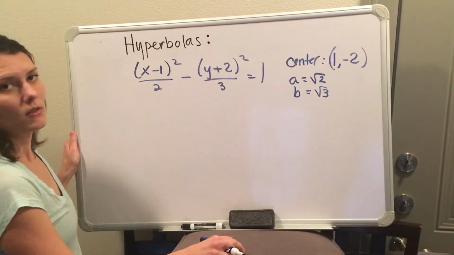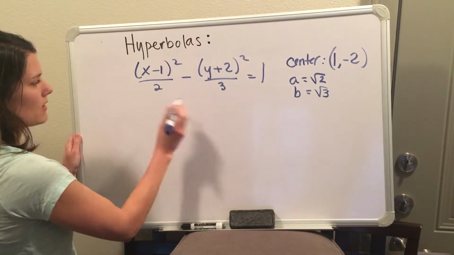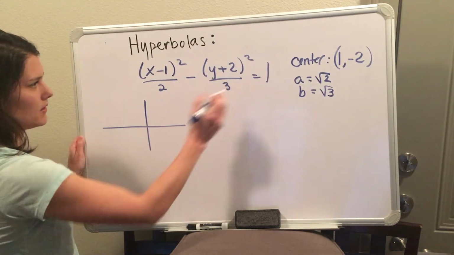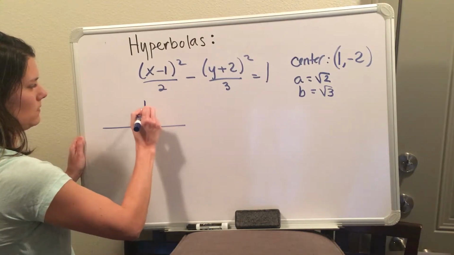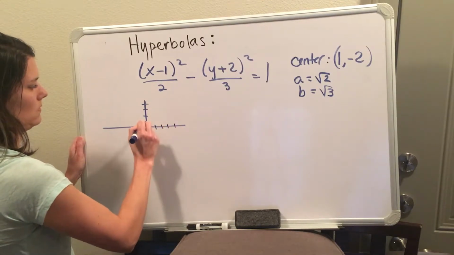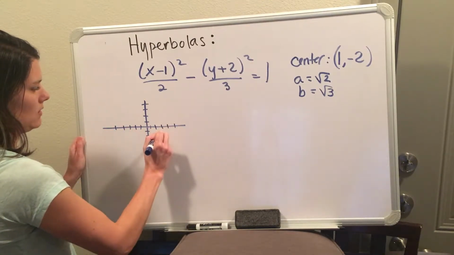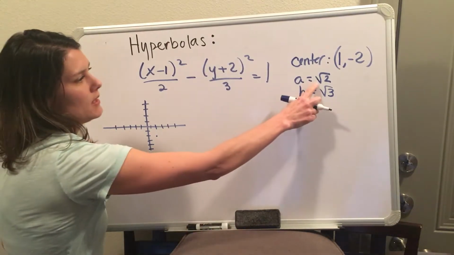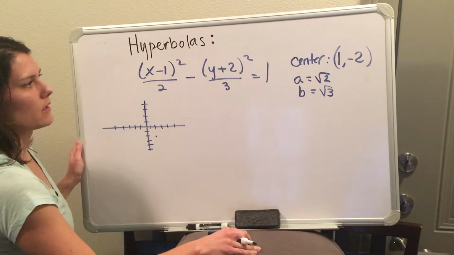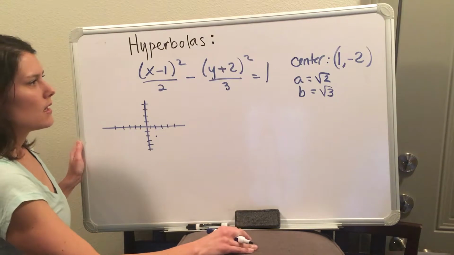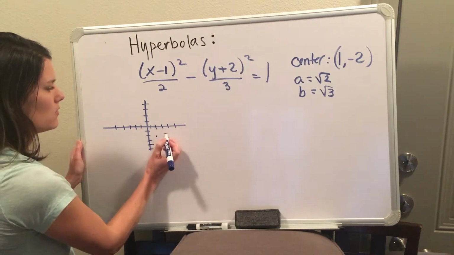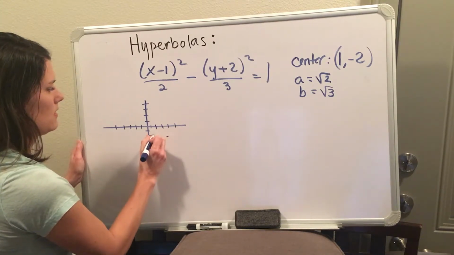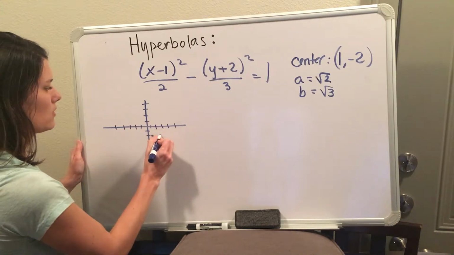And you need to know these because that tells you how far apart the hyperbolas are. So I can go ahead and start graphing it. I have the center at 1, negative 2. So here's my center. Also, since this is a horizontal hyperbola, this tells me the length that I go each way from the center. Root 2 is a little over 1, and so I'm going to go a little bit over 1 to the left, and then a little bit over 1 in the other direction as well.